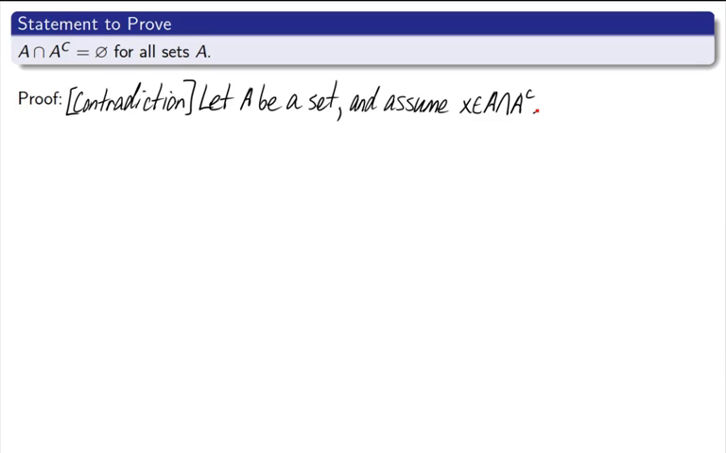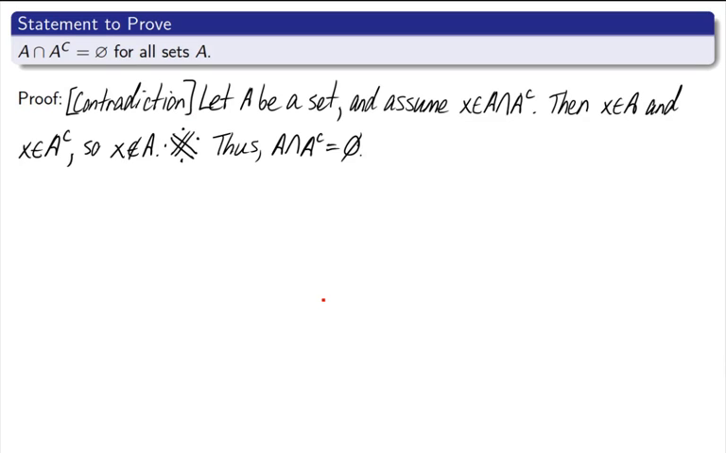The usual question here is, what does that mean? Then x is an element of A, and x is an element of A complement. But again, what does it mean to be an element of A complement? So, x is not an element of A. But this is a contradiction right here. We have that x is an element of A, and x is not an element of A. That's a contradiction. So now we're done. Thus, A intersect A complement is the empty set.